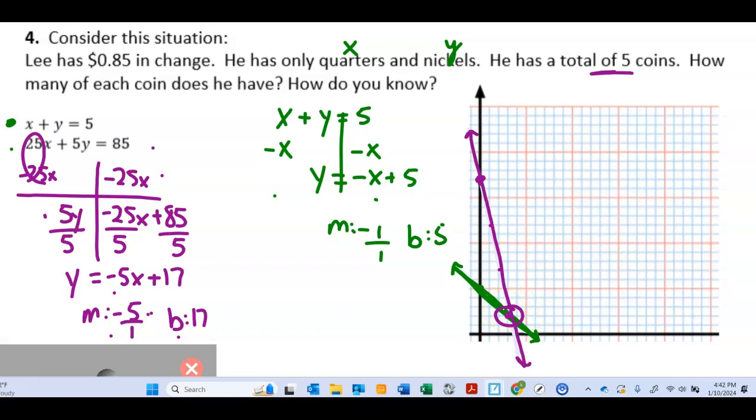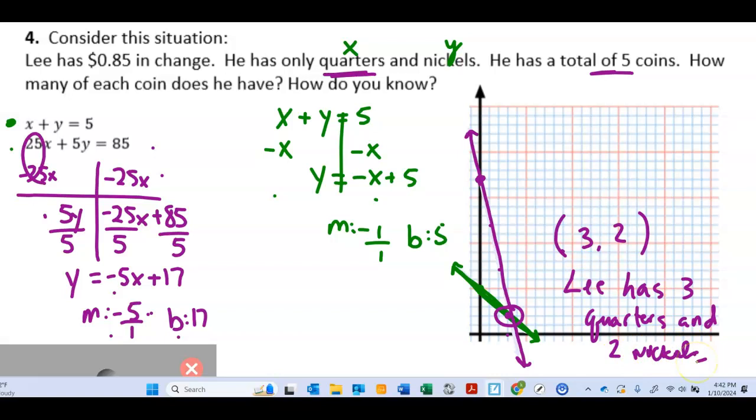Okay. But what is that solution? So there's one thing that, let's see, that's x is 3, y is 2. But what does this solution mean? Well, what did we say x was? Quarters. So Lee has 3 quarters. And how many nickels? And 2 nickels.